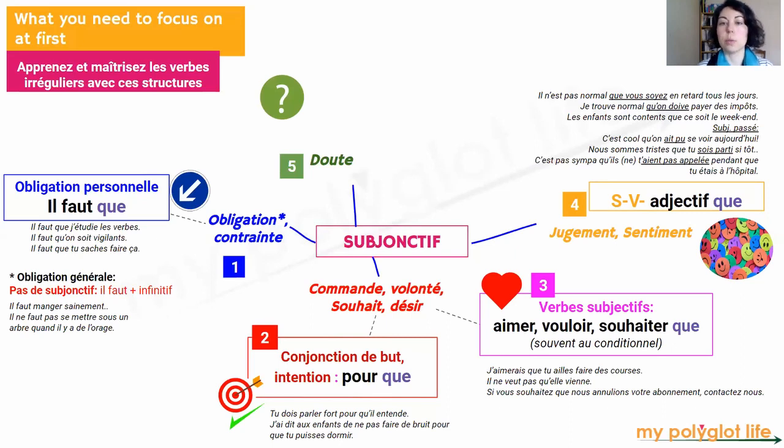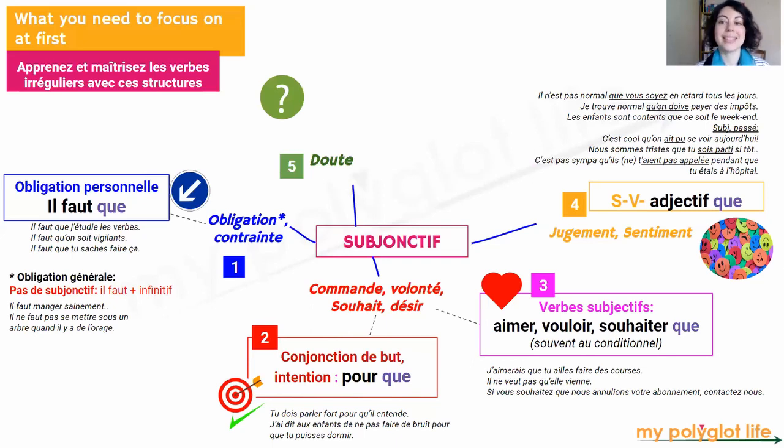Second example, nous sommes tristes que tu sois parti si tôt. Maybe a friend was visiting, they left, and I'm calling in the evening just to make sure they got home safely, and I can express my feeling that I'm sad they had to leave so early. Nous sommes tristes que tu sois parti si tôt.